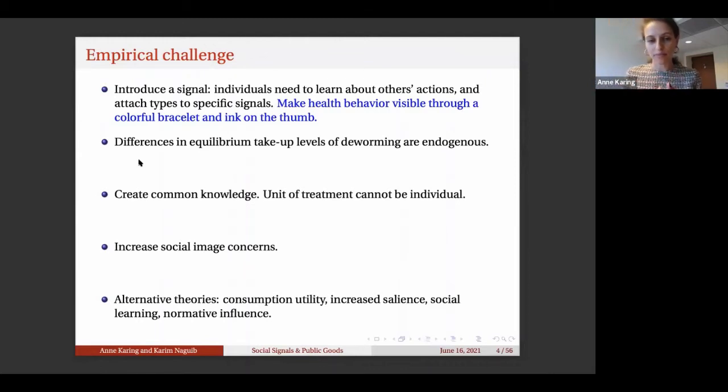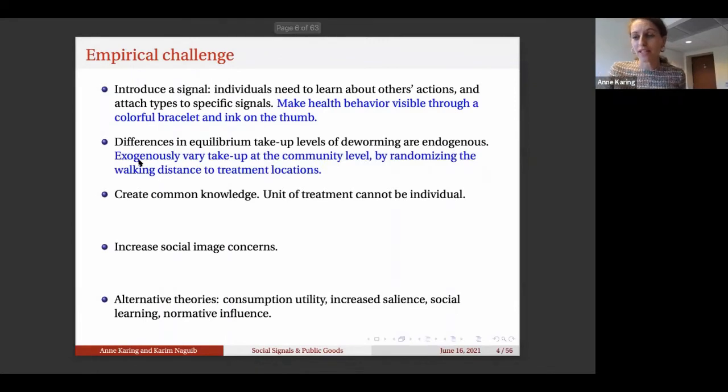The second challenge is that normally levels of participation are not random. Whether a community is high in their take up of a specific treatment or participating in a certain activity, it's endogenous. So what we're doing in this paper is we're trying to exogenously vary the take up at the community level for deworming treatment by randomizing the walking distance that individuals have to take in order to come to the locations where deworming treatment is available to them. And this will be crucial in order for us to actually say something about these potential social multiplier effects that can occur in the presence of visibility.